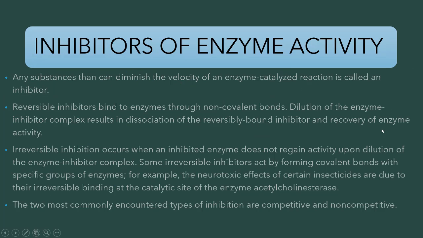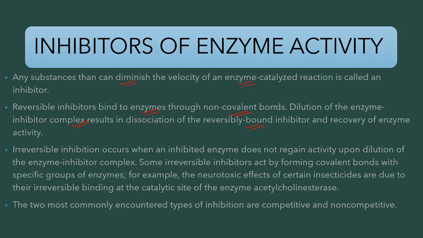Inhibitors of enzyme activity. Any substance that can diminish the velocity of an enzyme-catalyzed reaction is called an inhibitor. Reversible inhibitors bind to enzymes through non-covalent bonds. Dilution of the enzyme inhibitor complex results in dissociation of the reversibly bound inhibitor and recovery of the enzyme activity.